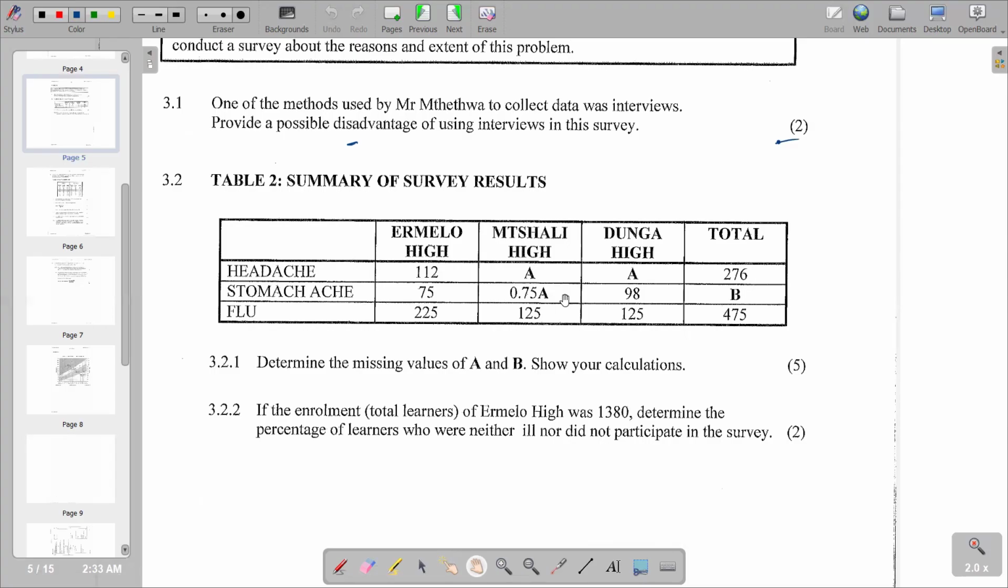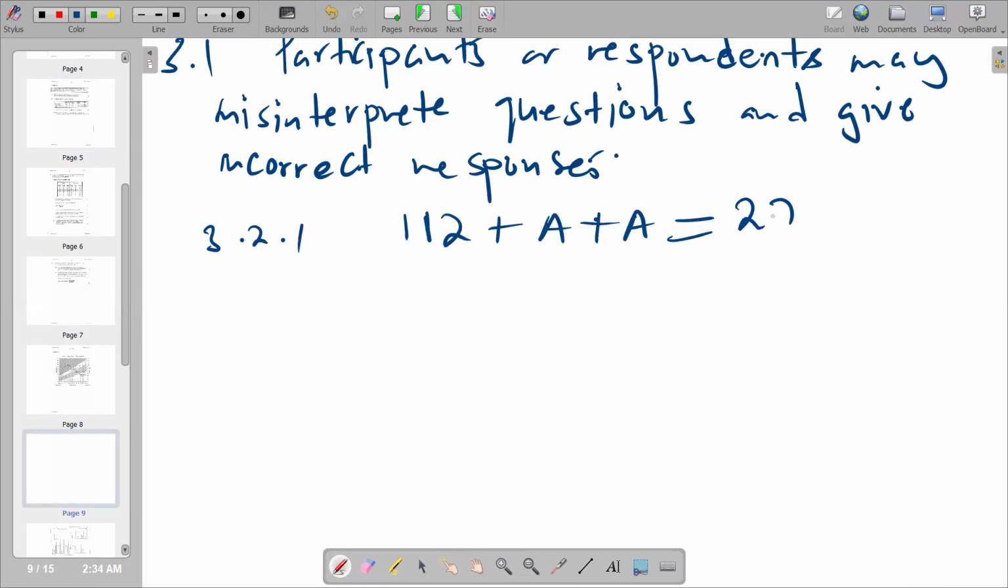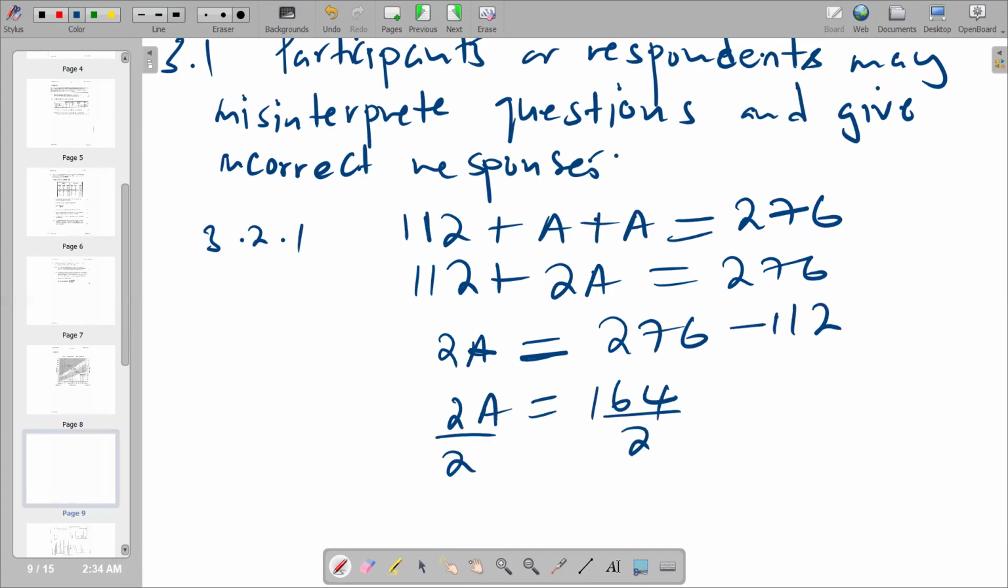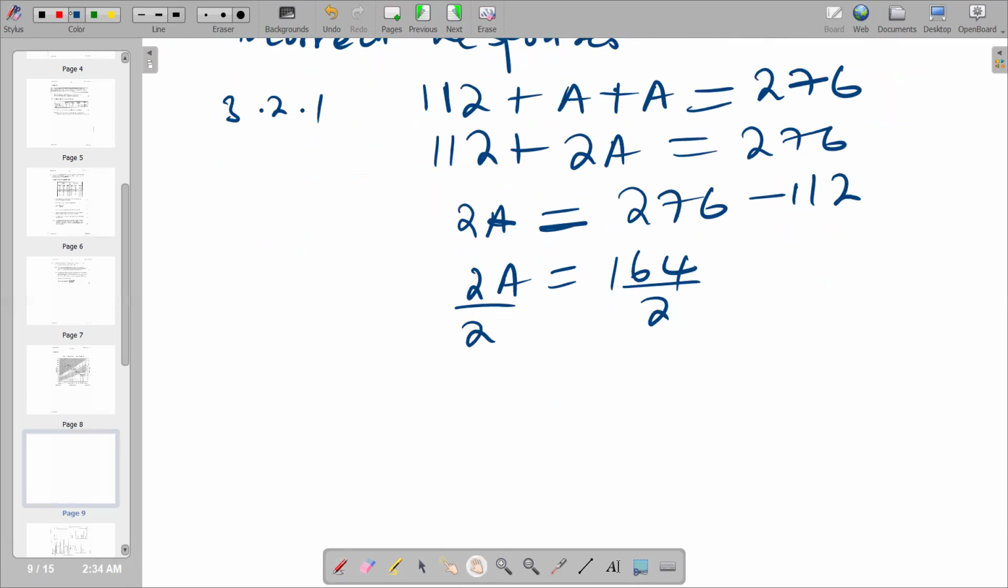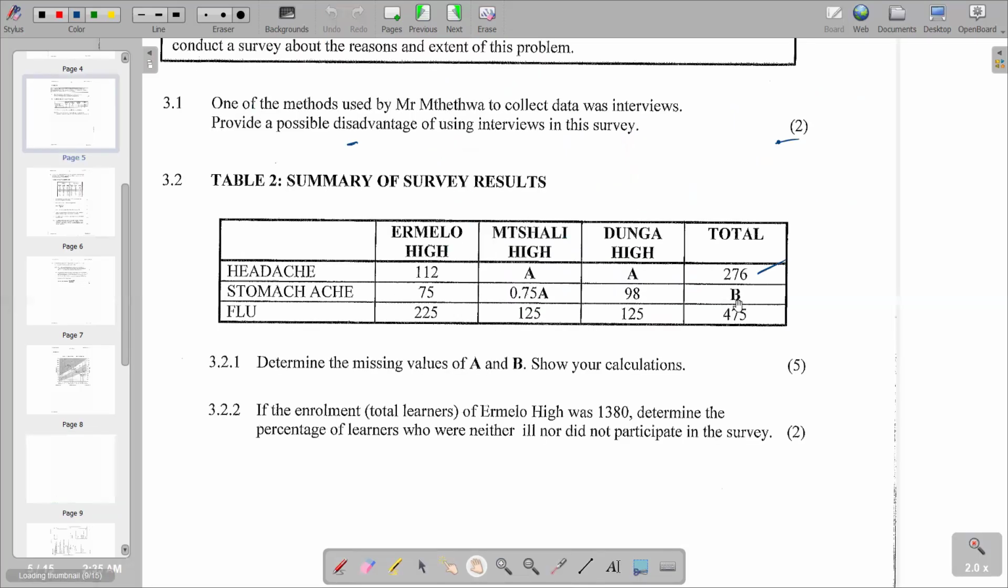So we have A. You see that A is appearing in different columns, and also we have our B. We can start by calculating A, whereby we are saying 12 plus 2A is supposed to get 276. Simplifying further, 2A is equal to 276 minus 112. Obviously we're going to divide by 2 on both sides so that we are left with A. A becomes 82. So this becomes the final answer that we have. So this is our A, but we also need to calculate our B.